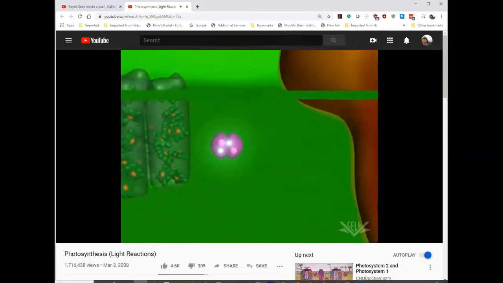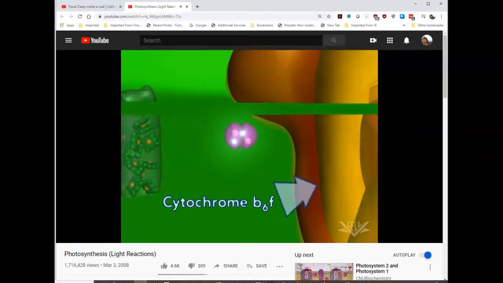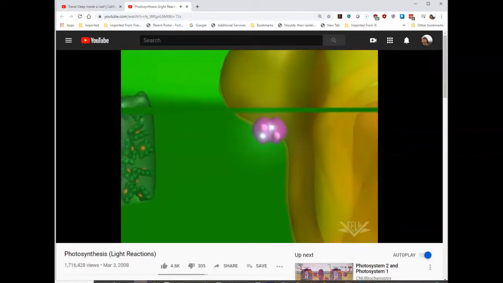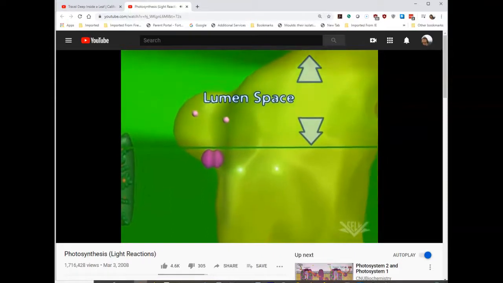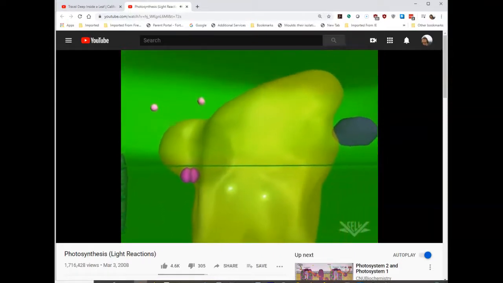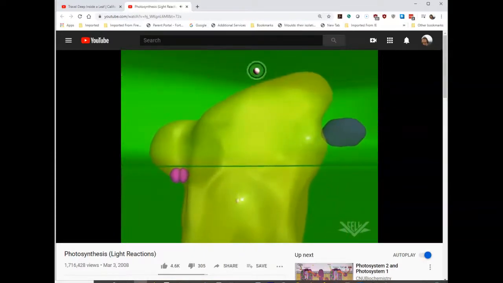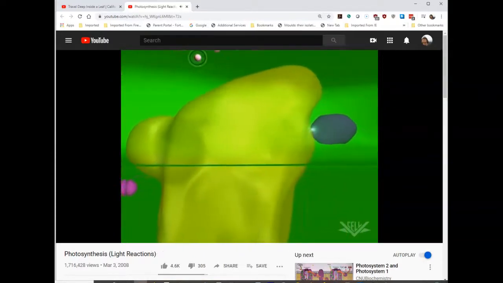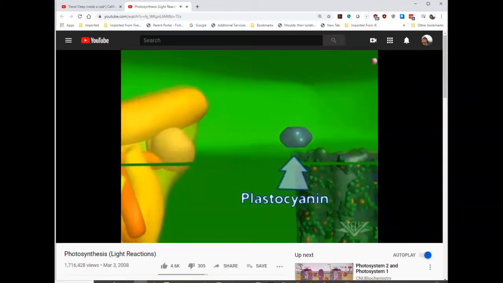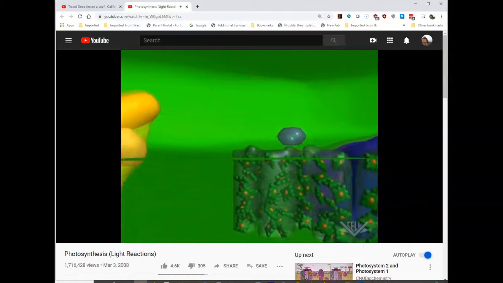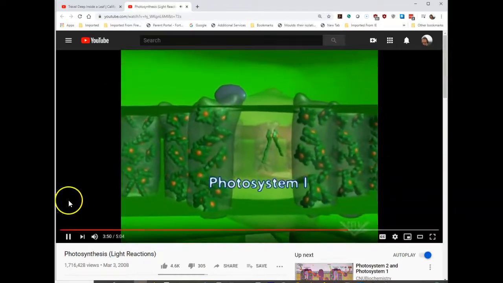Plastoquinone QB then transfers the 2 electrons to the cytochrome B6F complex. The 2 protons it picked up are released into the lumen. These transfers are coupled with the pumping of 2 more hydrogen ions into the lumen space by cytochrome B6F. The electrons are next transferred to plastocyanin, another mobile carrier. Next, the electrons are transferred from plastocyanin to the photosystem 1 complex.